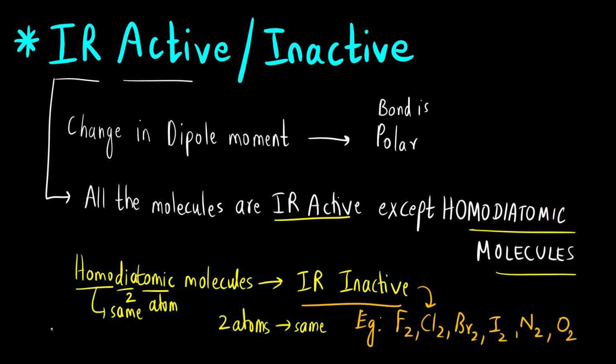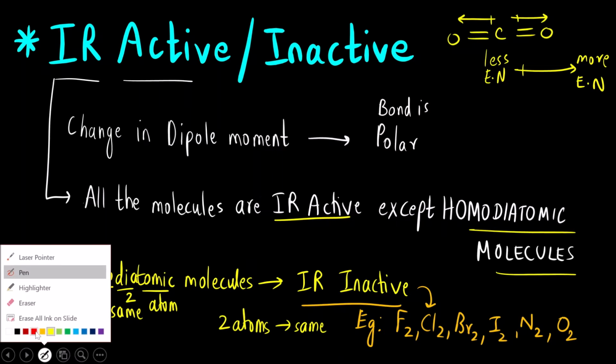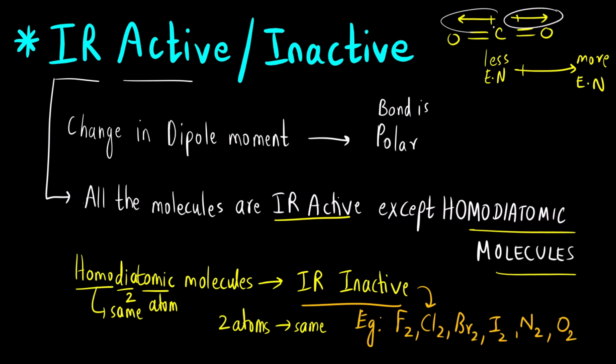Why? Suppose you would say that this molecule is CO2, it is linear in structure, and if you draw the dipole moment, oxygen is more electronegative. How do you draw this arrow? From less electronegative to more electronegative. So this is one dipole moment, and another dipole moment is this. You would say that both the bonds are the same, so this dipole moment would cancel out with the other dipole moment. So this should be IR inactive. But is it IR inactive? No.